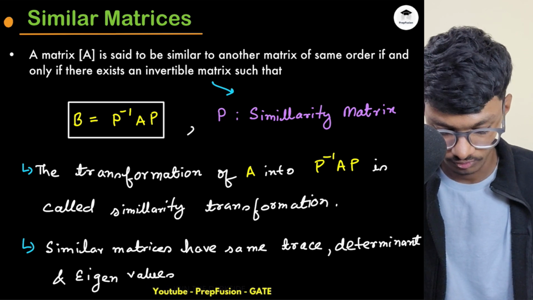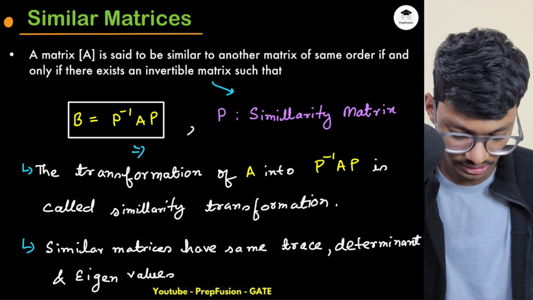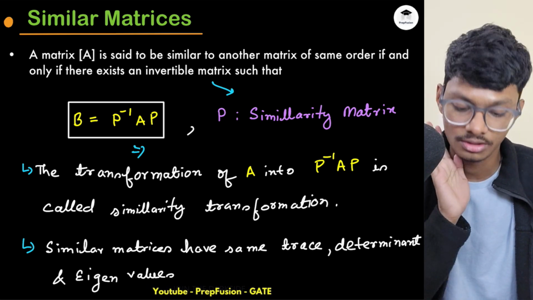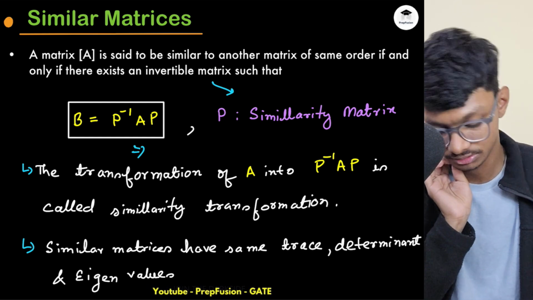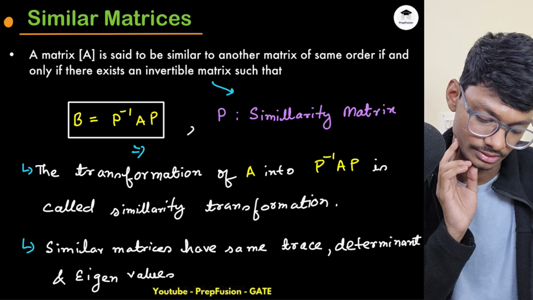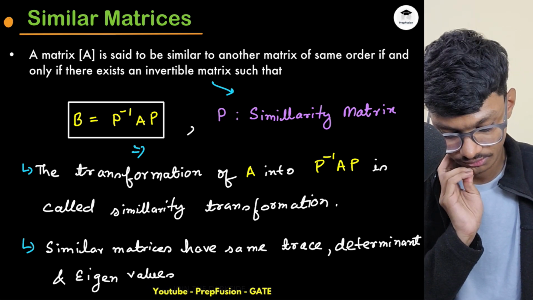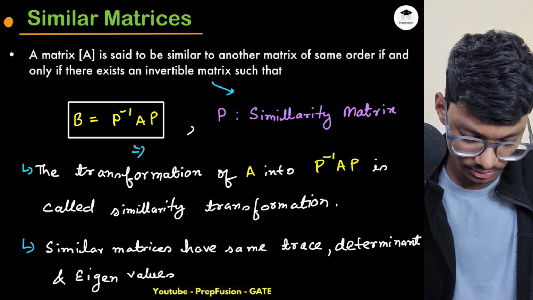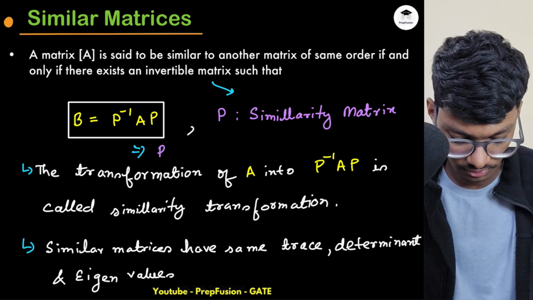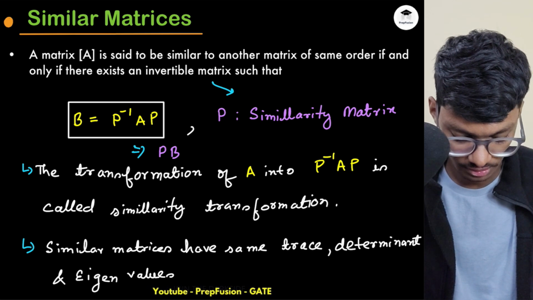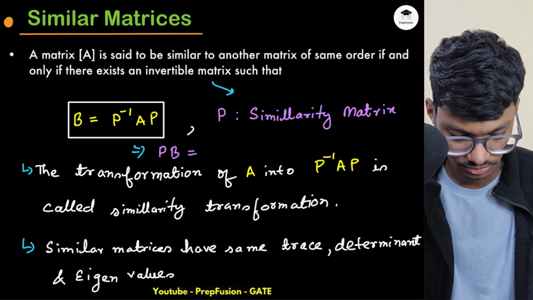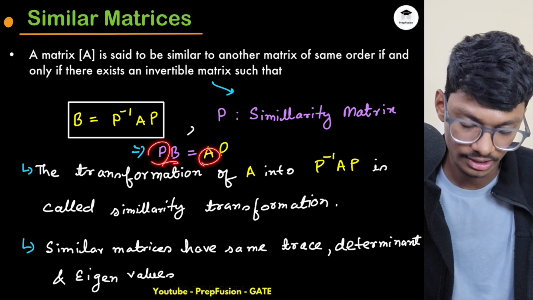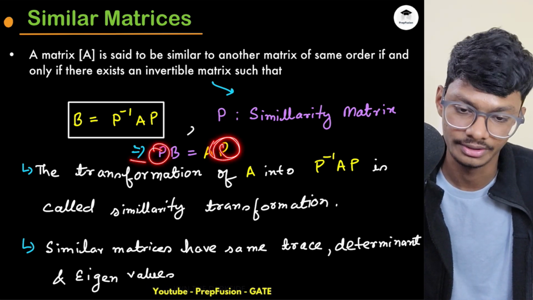A more intuitive way to understand this is to pre-multiply by P on both sides. If I do the pre-multiplication, I get PB equals AP. So if I pre-multiply B by P, I will get A times P. This P will remain everywhere.